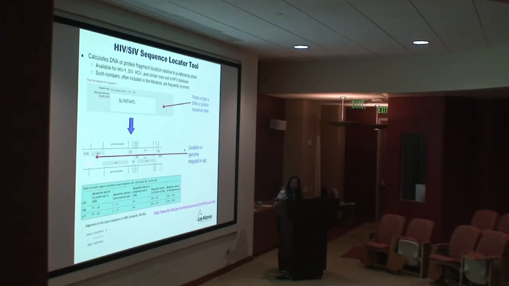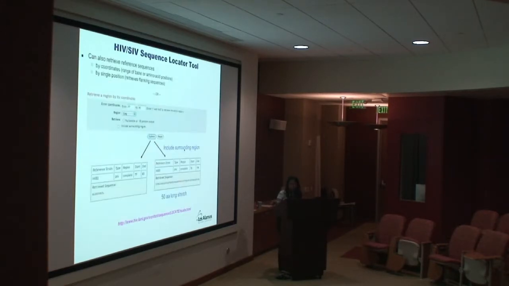There's a graphical output here, and you can see that it aligns to the Gag protein. And then there's also tabular output, which gives you the coordinates and tells you a little bit more about where it falls in relation to the HXB2 genome. And then down here, there's a little alignment, and here you can see its complete identity.